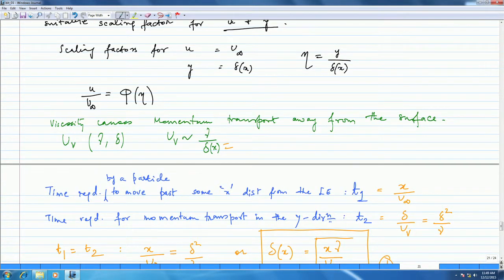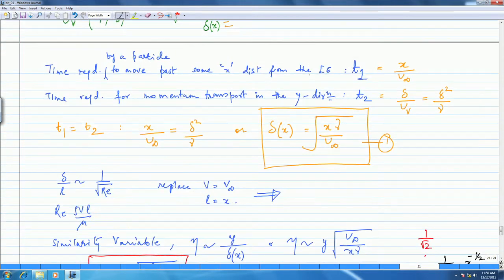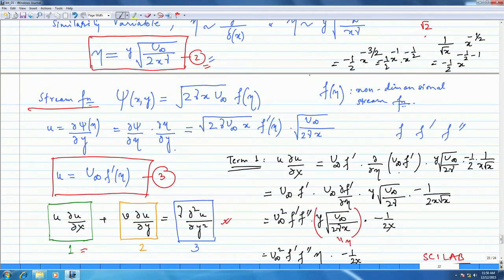We are basically using a similarity variable, eta, given by equation 2, and we are going to use that in the equation. We are also using a definition of a stream function, given by psi here, so that we can write the velocity u as this.